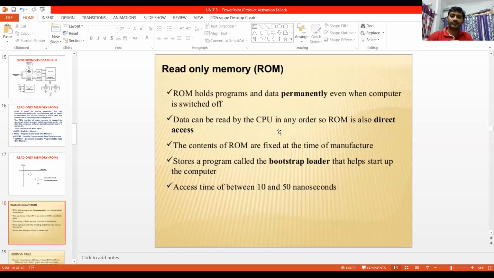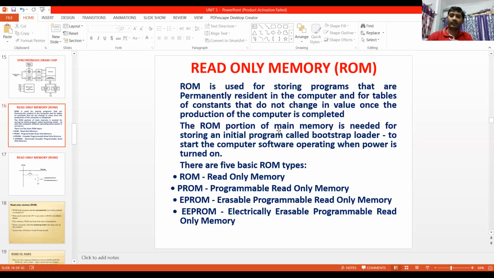We are discussing ROM, read-only memory. ROM is used for storing programs that are permanently resident on the computer, and tables of constants that do not change in value once the production of the computer is completed. This is what you might have seen in your first year hardware lab: a BIOS chip, right?